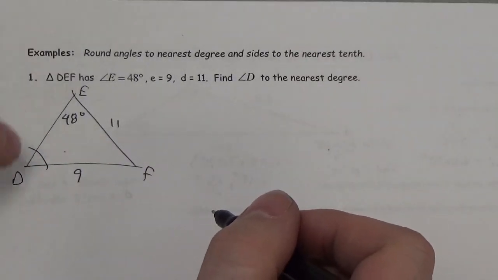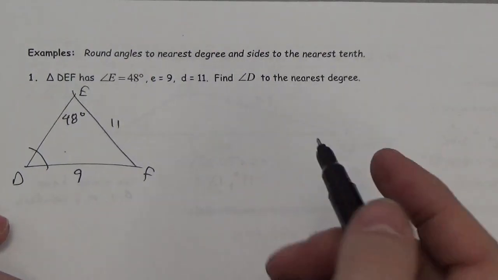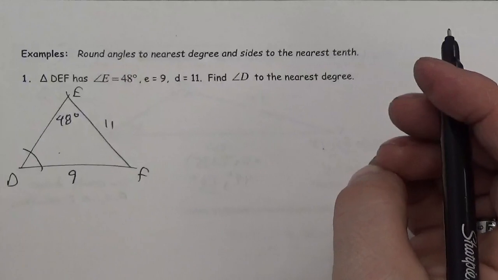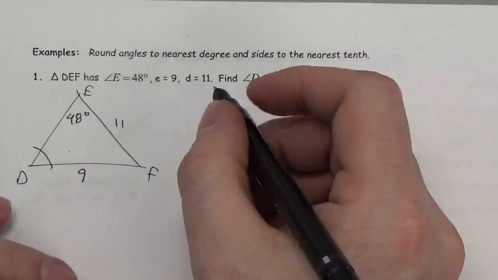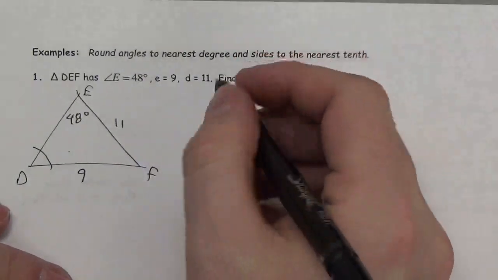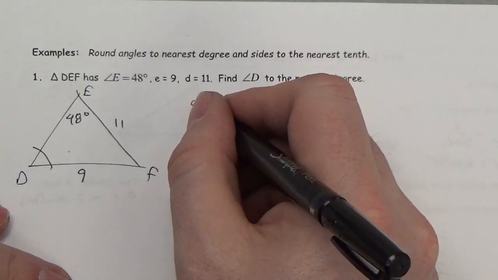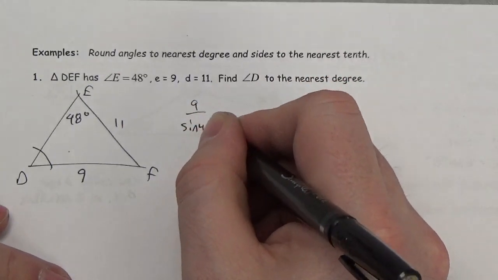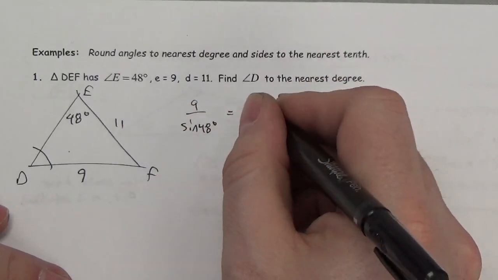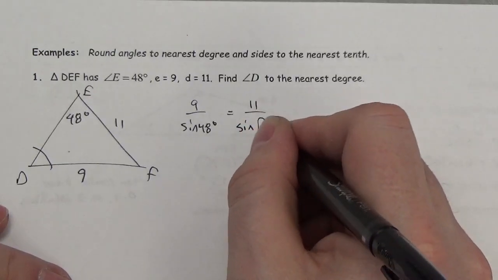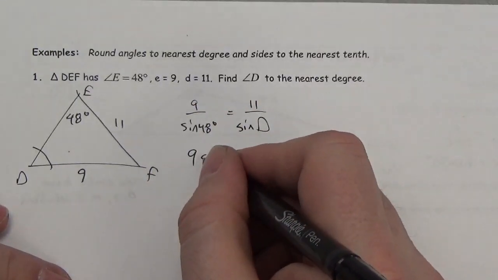Because the unknown is the angle here, I now suspect that there could be a possibility that I'm going to get an ambiguous case. But we've got to be careful with this. So here we go. 9 divided by the sine of 48 is going to equal 11 over the sine of the angle D. I'm going to cross multiply.